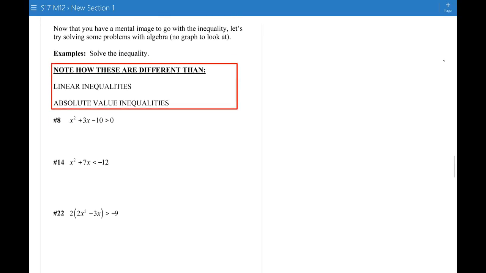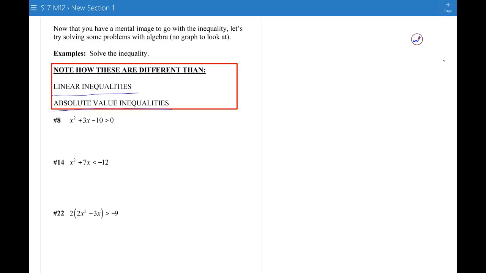So now that you have a mental image to go with what we're doing, let's try solving some problems with algebra where we don't have a picture. We can draw a picture after the fact to kind of verify what we're doing, but make sure you're very clear that the steps, the strategy for solving these is very different from solving linear equalities or from solving absolute value inequalities. So you need to classify them. Oh, this is a quadratic inequality, and then remember that there's a different way of solving them.